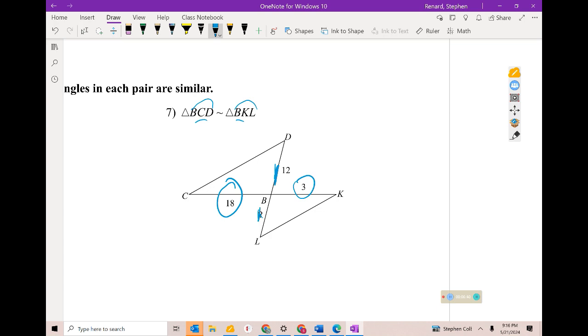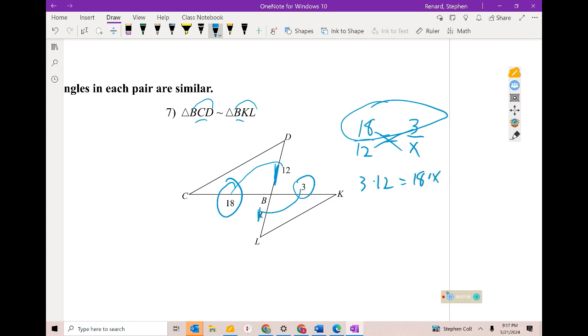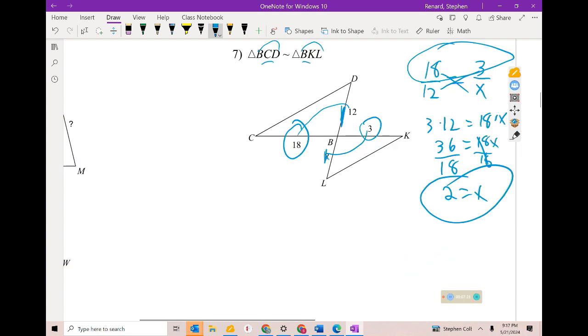So when we set this up, we're going to go the ratio of 18 to 12 equals 3 to x, x being the question mark. But notice how we did the circle to that and this to this. How do we know that? Because BC is similar to BK, so they're both on the top there. Cross multiply, so we have 3 times 12 equals 18 times x. 36 equals 18x. Divide by 18 on both sides. 36 divided by 18 is 2. So the missing side is 2.